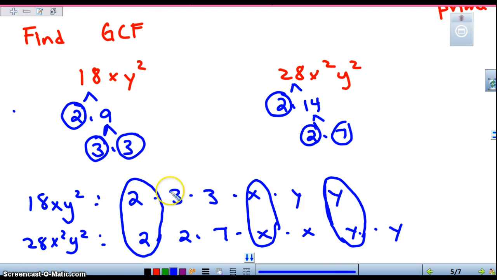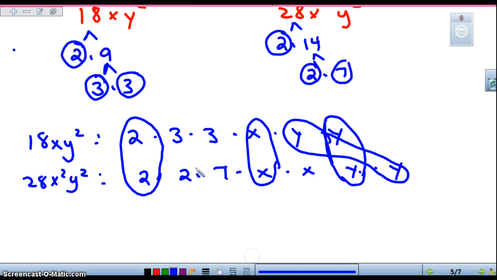Continuing with this problem, so we're circling what they have in common. They also have in common this y. So when we have to find the greatest common factor, we have to multiply what they have in common. These have in common the 2, the x, and the y. 2 y's, that's why it's y squared.